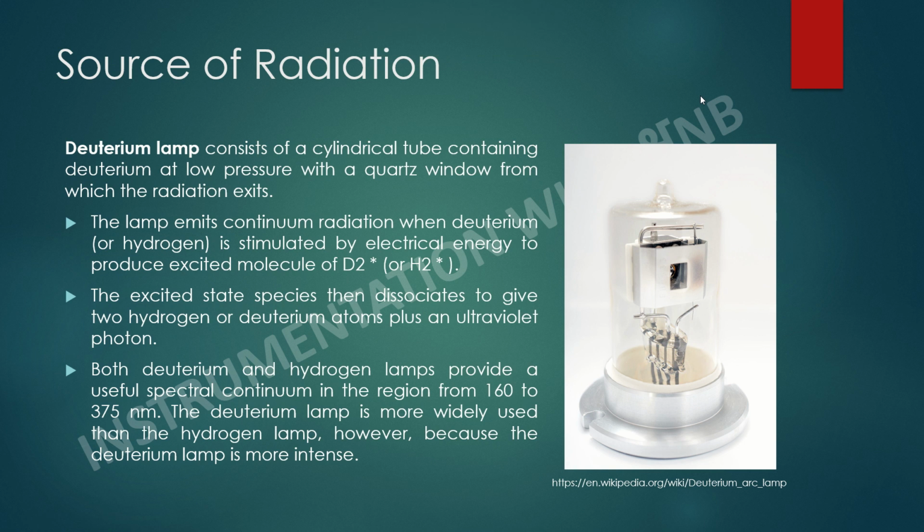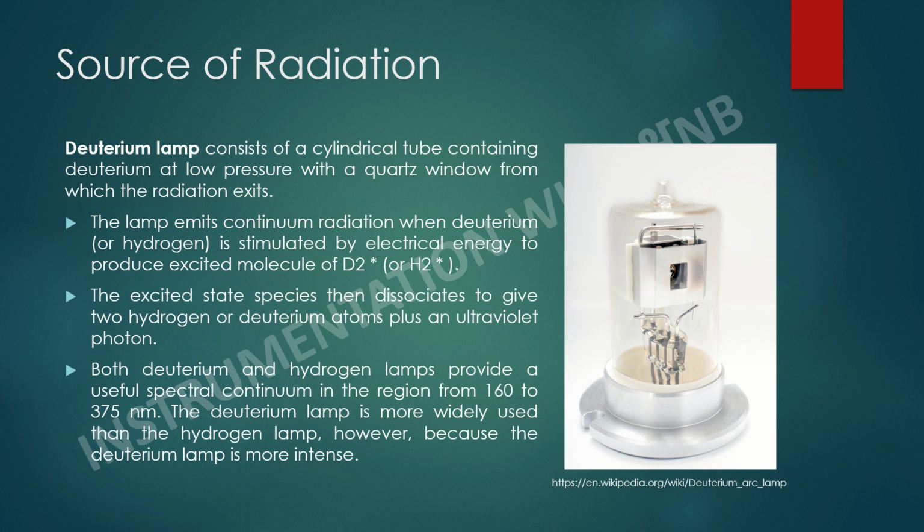For a UV visible spectrometer, basically two types of sources are used. First is deuterium lamp and the second is tungsten lamp. Deuterium lamp lies in the spectral region from 160 to 375 nanometer, or ultraviolet region. There we can use hydrogen or deuterium lamp for the ultraviolet region, but deuterium lamp is more widely used because it is more intense. It provides more intense EMR radiations.